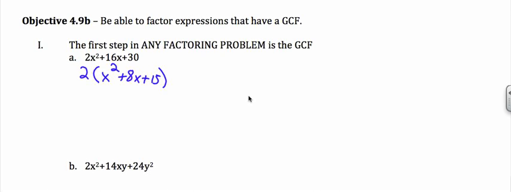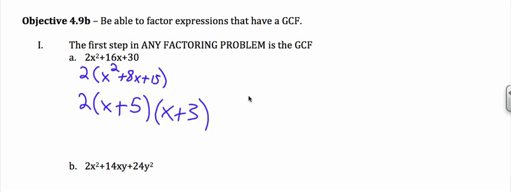Now, you have to check what's left in parentheses. Is that factorable? If it's not, you're done. This is still considered factoring. You wouldn't write prime if an expression had a greatest common factor. But we should check to see if x squared plus 8x plus 15 is factorable. And it is, because we can find two numbers that multiply to 15 and add to 8. Those are 5 and 3. So we can write that as x plus 5 times x plus 3. Simple, right? That's really all there is to it.